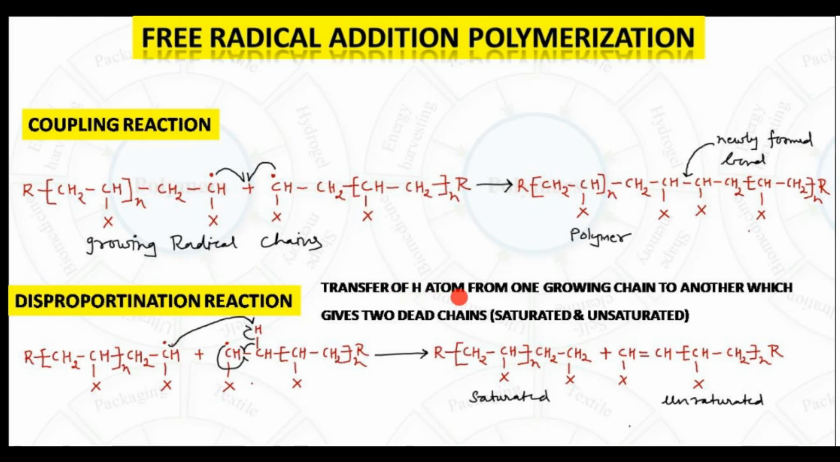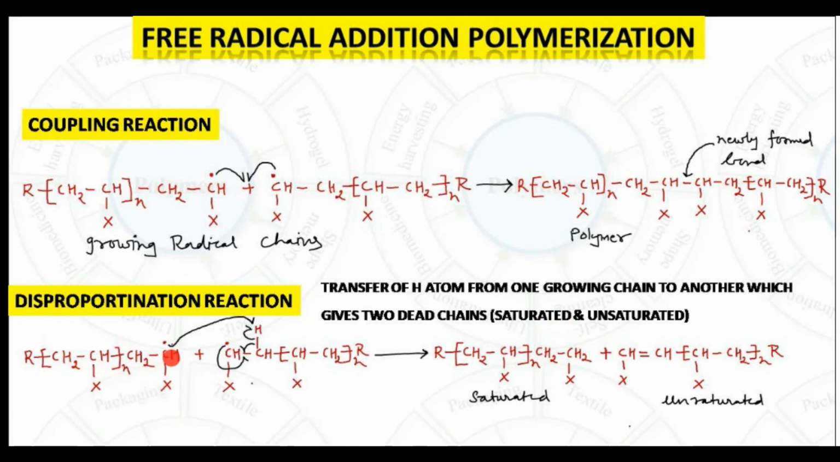Transfer of hydrogen atom from one growing chain to another, which gives two dead chains. So in this particular disproportionation reaction, what will happen? One growing chain will transfer one of the hydrogens to another growing chain, and by this method you have two dead polymers. Of course, the growing chain which will lose hydrogen will produce the unsaturated system, that is a double bond, and the chain which gets the hydrogen atom will produce the saturated part. Okay, so here you can see I have shown you the reaction.